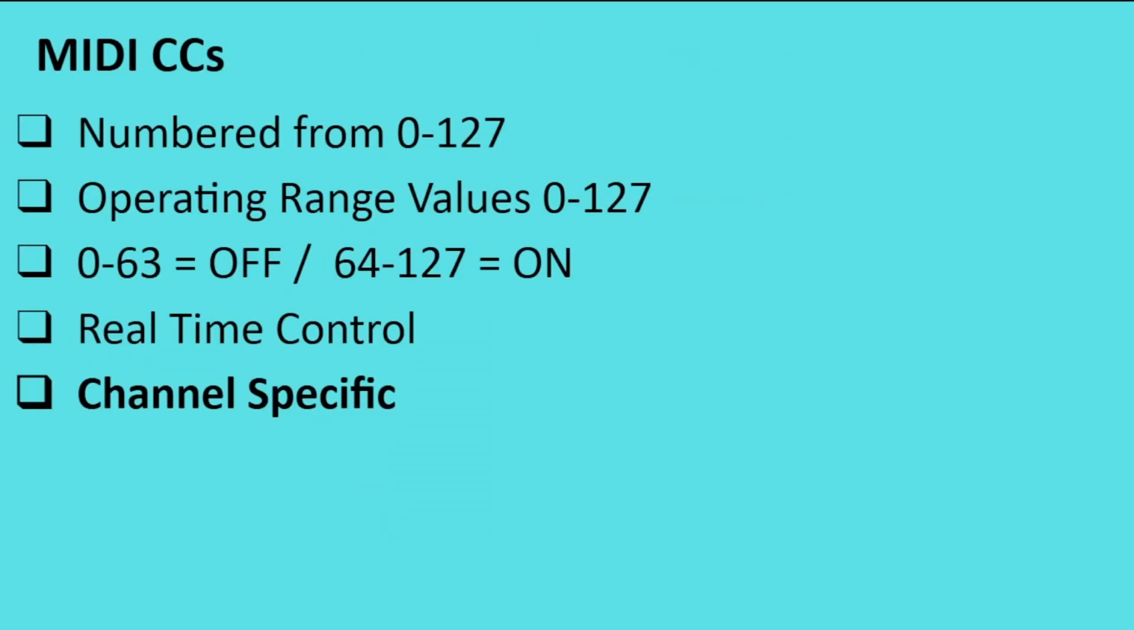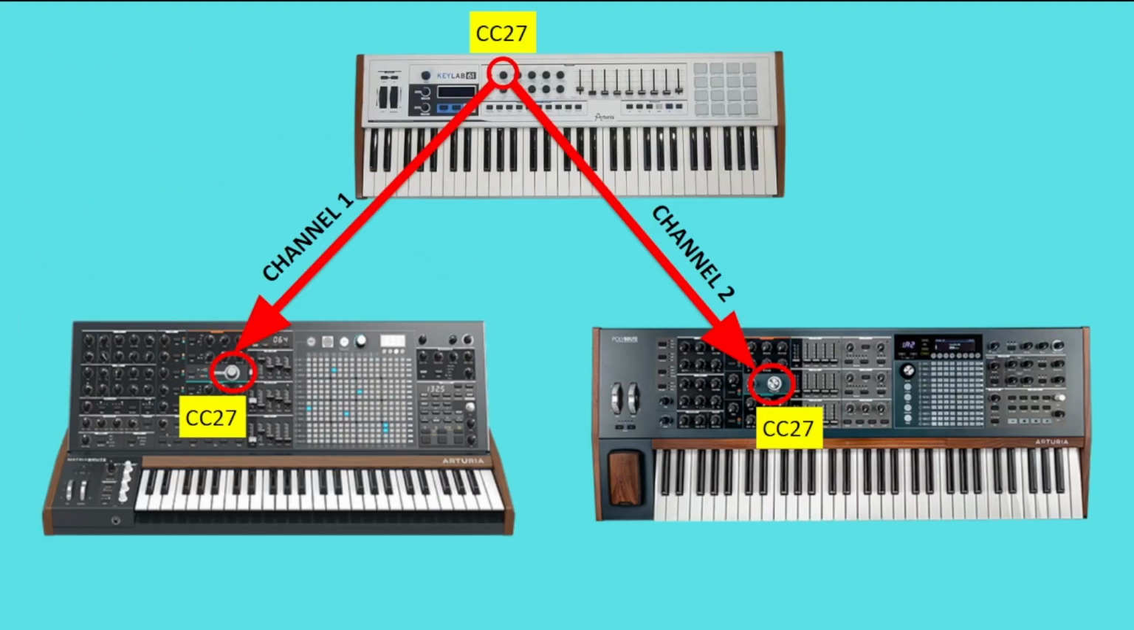MIDI CCs are also channel specific, so that the same CC number can be used for multiple synths all operating on different channels, or indeed the same knob can be used to operate different functions on different synths. Again, taking my Keylab 61, I can use the same knob to control the cutoff on both my Matrix Brute or Poly Brute, depending on which channel I'm sending the message on. And if they were both set to the same channel, I could operate both cutoffs at the same time using one knob on the Keylab.